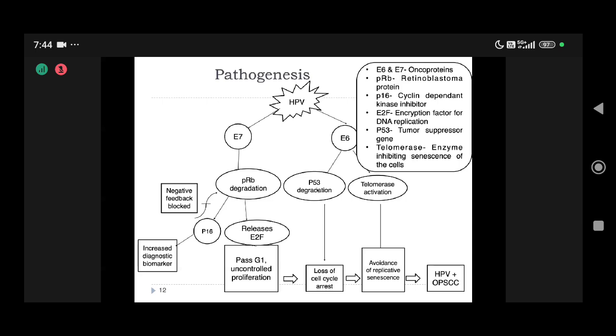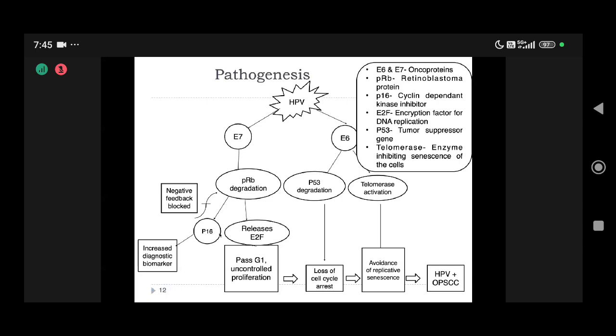A brief about pathogenesis of the HPV virus. We need to know about the E7 and E6 oncoproteins. So E6 oncoprotein basically leads to telomerase activation and P53 degradation. Both lead to it basically avoiding cell death, and there is proliferation of the tissue leading to tumor generation. And E7 basically hinders retinoblastoma protein, leading to an increase in P16 protein. So P16 protein is basically a surrogate marker for HPV infection, and we use it as an association to find out if a tumor is HPV positive or not.